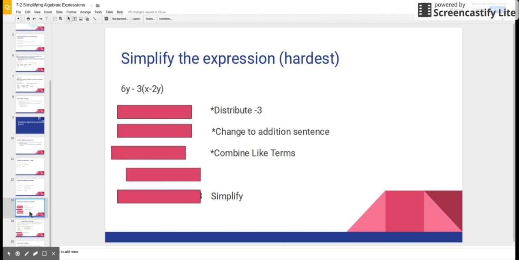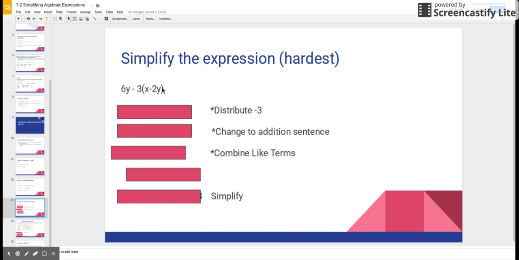All right, so simplify the expression. This is the hardest one. So we have 6y minus 3 parentheses x minus 2y. So we have these parentheses here. First thing I'm going to do is I need to get rid of the parentheses.